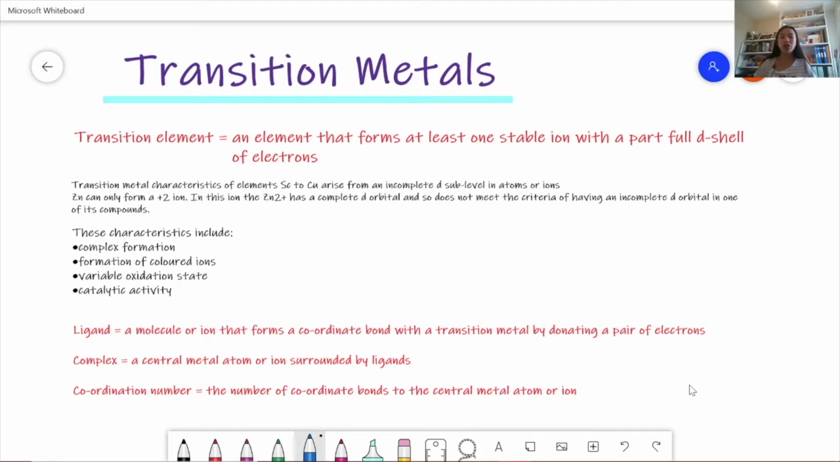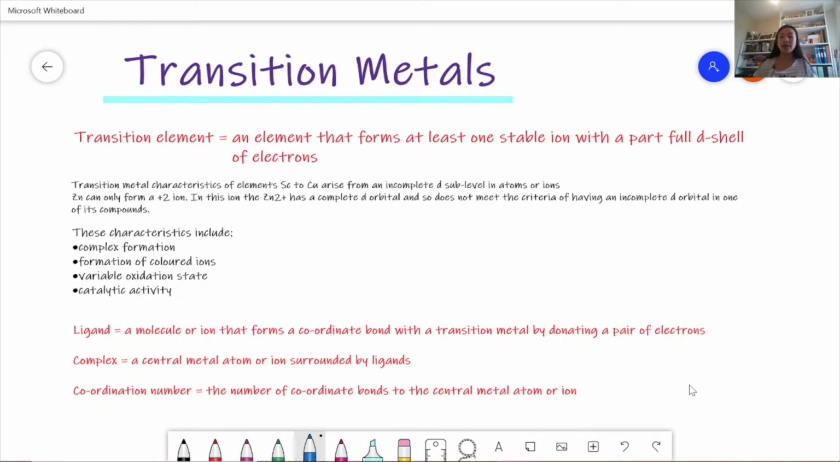So the definition of a transition element is an element that forms at least one stable ion with a partially full d shell of electrons. Now, transition metal characteristics of elements scandium to copper arise from this incomplete d sublevel in atoms or ions. Zinc can only form a +2 ion, and in this ion, zinc 2+, it has a complete d orbital, and so does not meet any of the criteria of having an incomplete d orbital in one of its compounds, and so zinc is not a transition element.